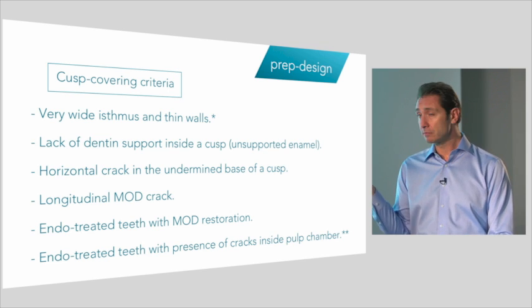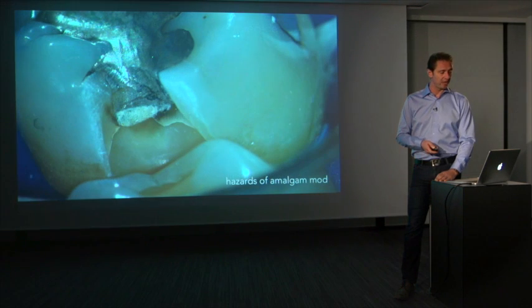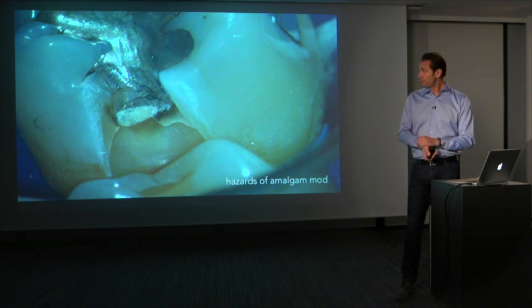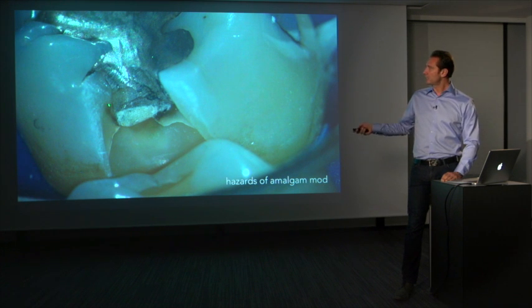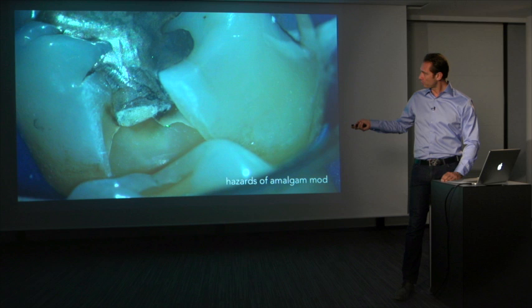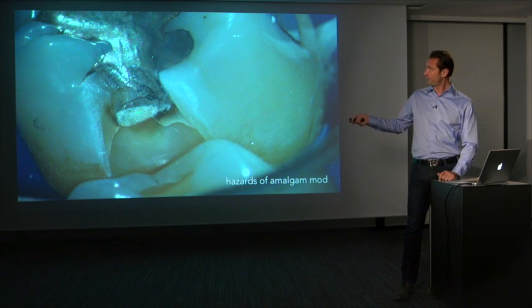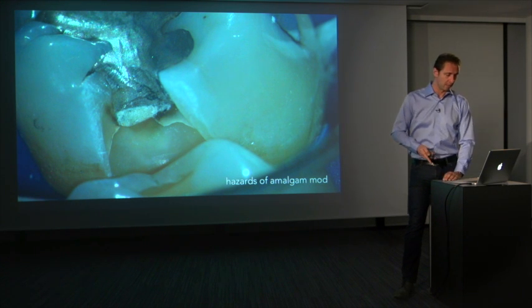Let's take a look at some images that show the hazards of, in this case, amalgam MOD restorations. And it's pretty obvious to you that the internal line angle, which is pretty sharp, is the initiator of the crack inside, and it will crack the complete lingual and also the complete buccal wall. This is not a very, very wide restoration, but still it creates some cracks.